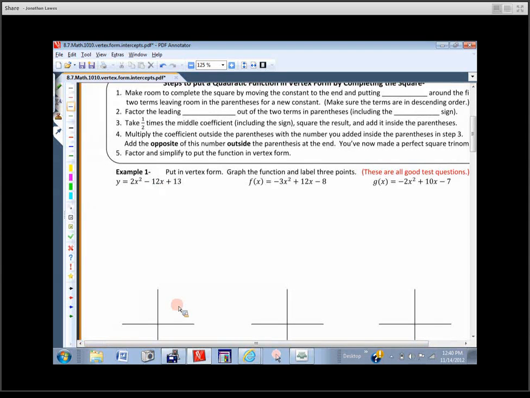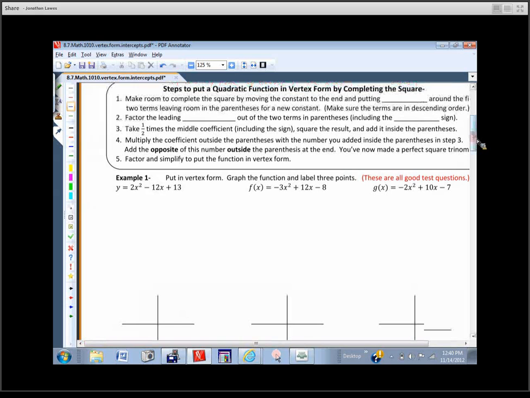So here's the process. We start off by making room to complete the square. So I'm going to take this and I'm going to write y equals, I'm going to have 2x squared minus 12x, and then I'm going to make room. That 13 is not going to be part of our perfect square. I'm going to put that over here. It would be a good idea, this works well for most people, if you put this stuff in parentheses, because we're going to group these together. This is where we're going to make the perfect square.